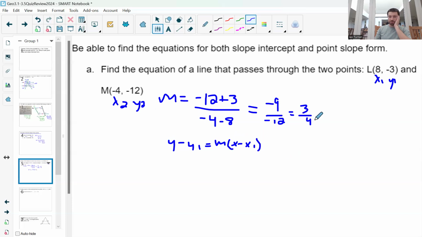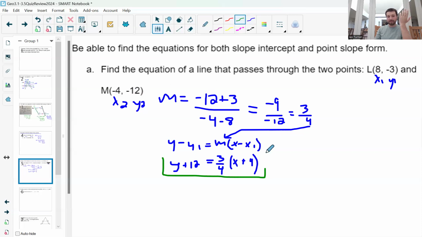You plug in your slope, which would be 3/4, and then we pick one of these points to plug in. I'm going to go with the double negative just because it'll look kind of cool. So I'm going to go y plus 12, which turns positive because you get minus a negative, equals 3/4 times x plus 4. If I just asked you for an equation in point slope, you've got it. Look how nice that is. Your equation is done, no finding the y-intercept.